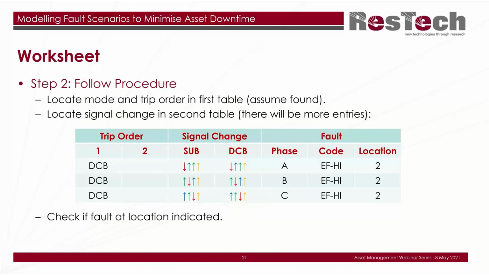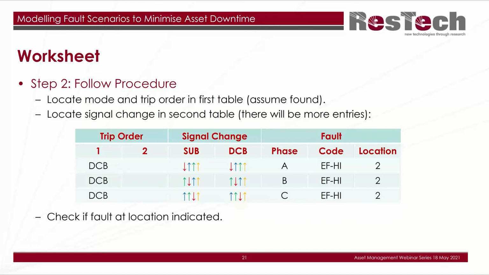Okay, so then step 2 is follow procedure. So we basically locate the mode and trip order in the first table, and I haven't actually shown the first table. So basically the first table will be grouped in mode, and it will have the trip orders listed. So the idea is you go down the table, find the mode, and then you basically say, okay, is my trip order here? And let's assume that the trip order is actually there.